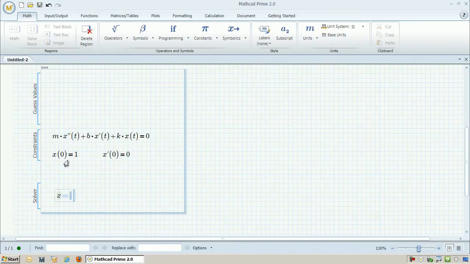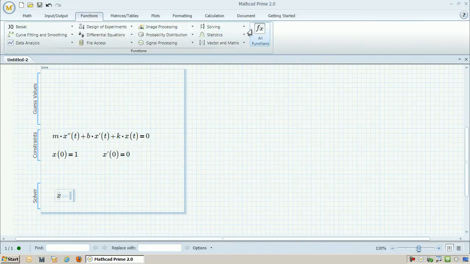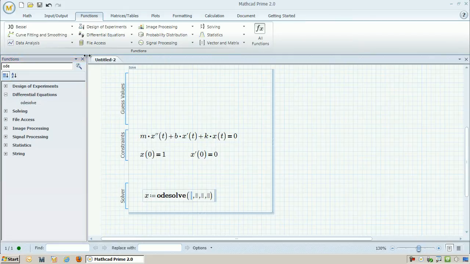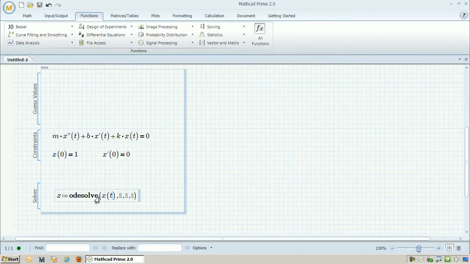and then see how it oscillates. And so to see how it oscillates, I need to use the ODE solve function. To find that, I can go over to the functions search bar and just search for ODE. That will populate the solve block with ODE solve.